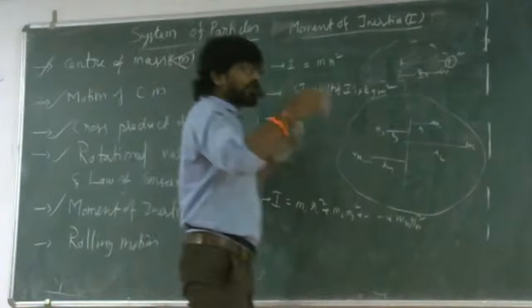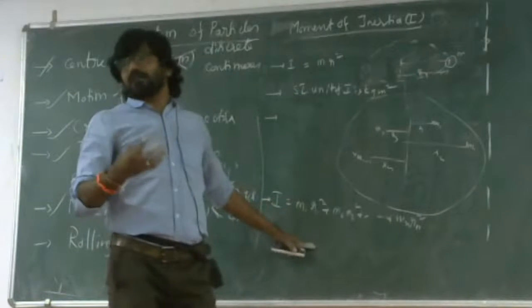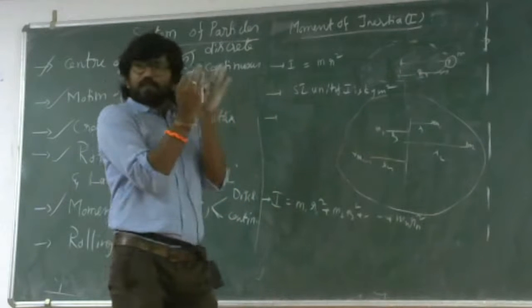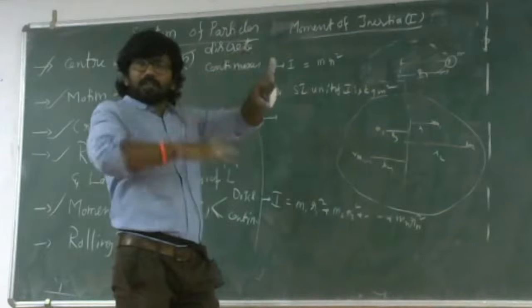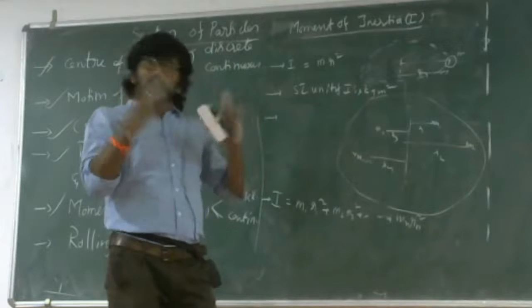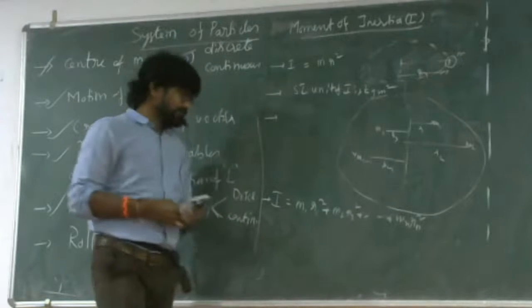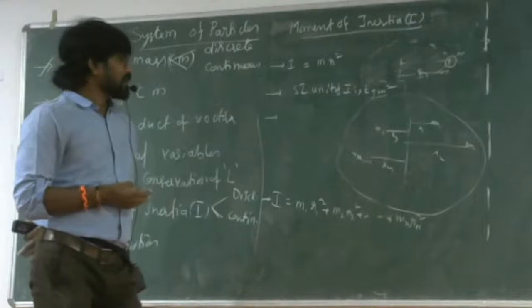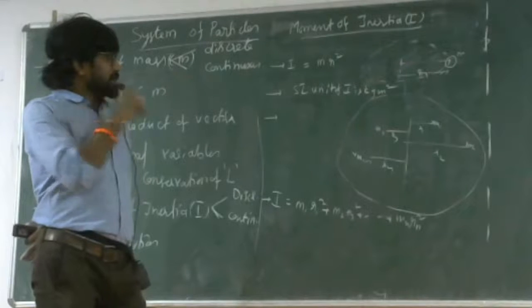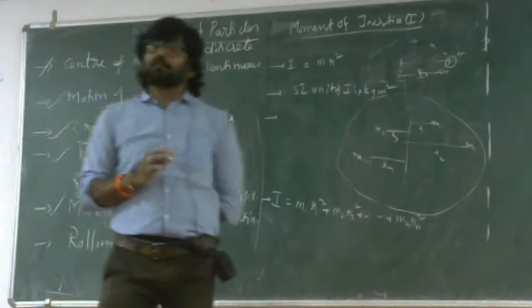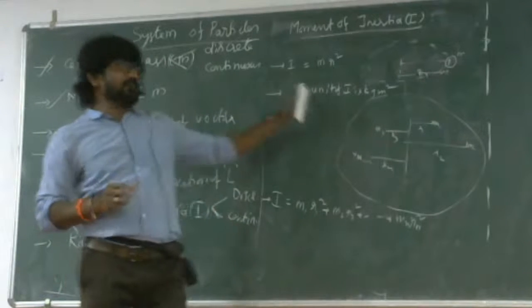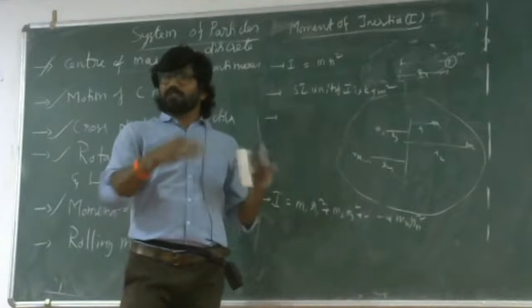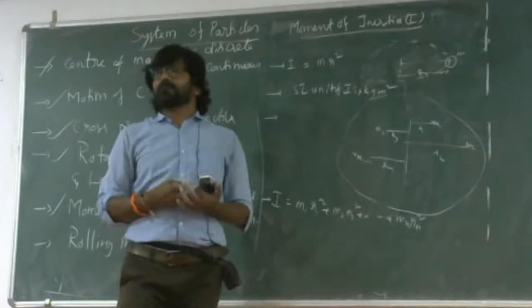As these particles become more and more, we use the sigma summation relation. More and more, the particles become stacked together closely and it becomes what you call a continuous mass distributed system. Then we use a different relation. Okay? This is briefly about the moment of inertia of discrete particles. This concept is very important. Based on this, we will get some questions also.